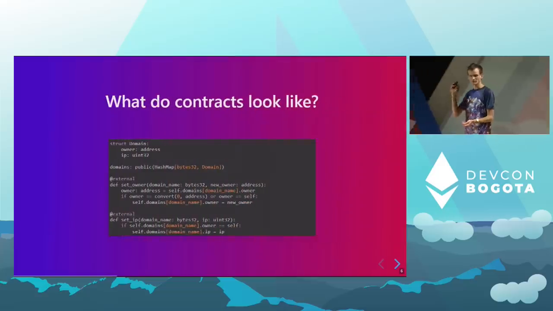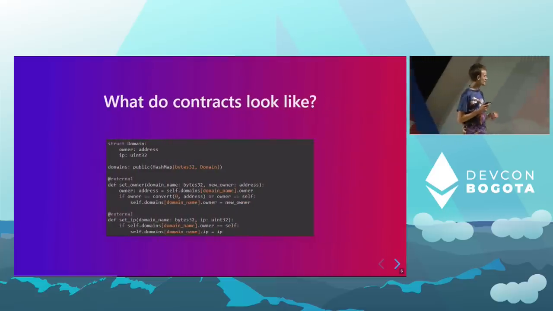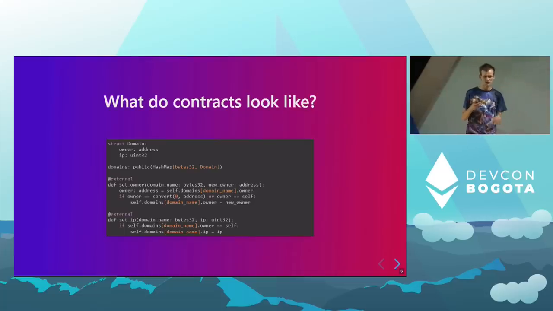So what do contracts look like? This is an example of source code of a simple smart contract. This is, by the way, in a language called Viper. It's a less well-known language. It's the largest alternative to Solidity.